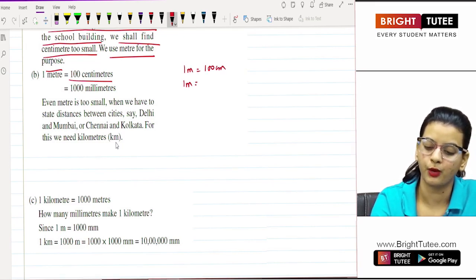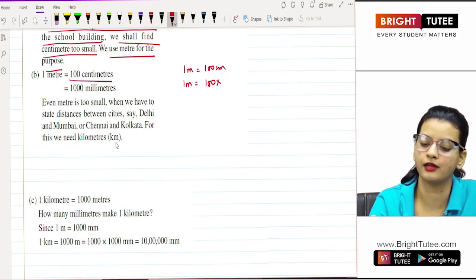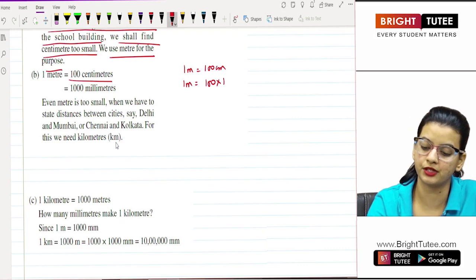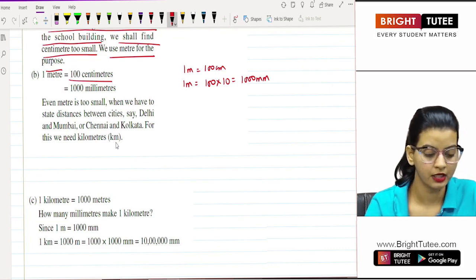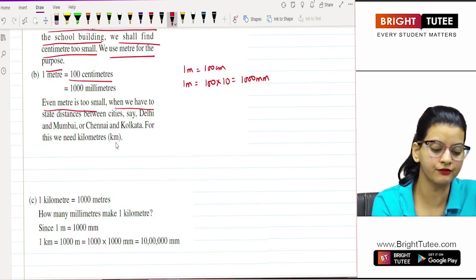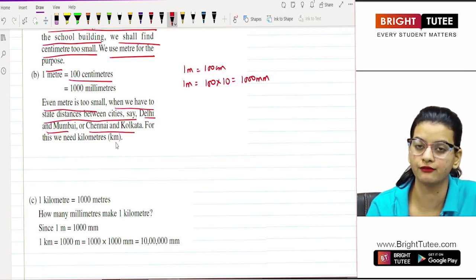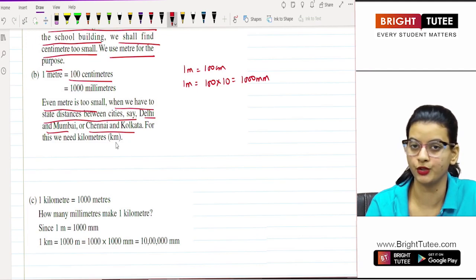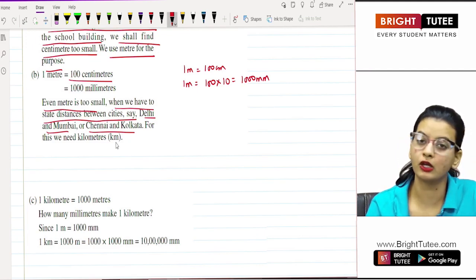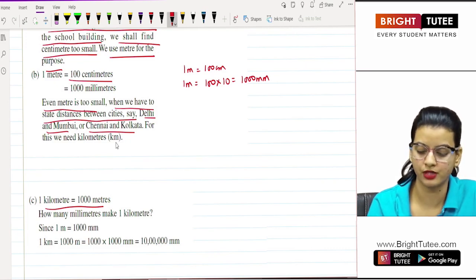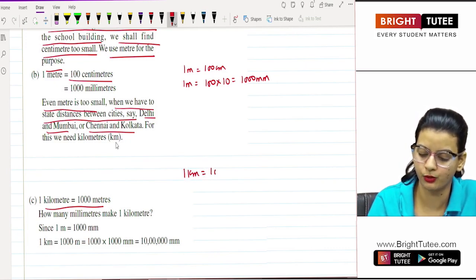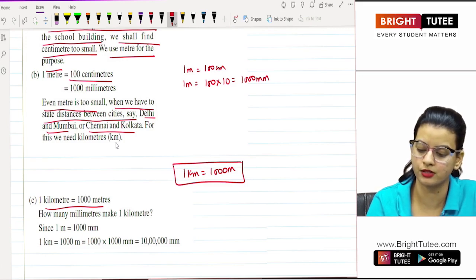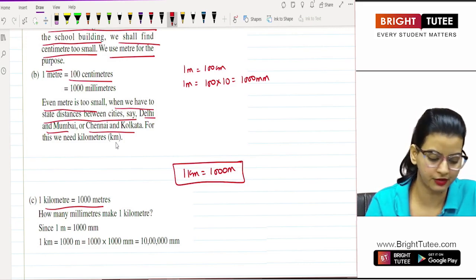Since 1 meter is equal to 100 centimeter and 1 centimeter is equal to 10 millimeter, 1 meter is equal to 100 into 10, which is 1000 millimeter. Even meter is too small when we have to state distances between cities, say Delhi, Mumbai, Chennai or Kolkata. If we have to measure the distances between these cities, meter is a very small unit of measurement. Now, what about kilometer? 1 kilometer is equal to 1000 meter. This is another important conversion that we need to keep in mind.